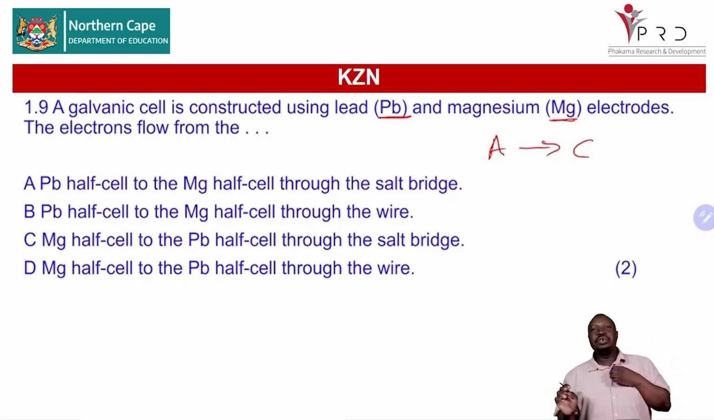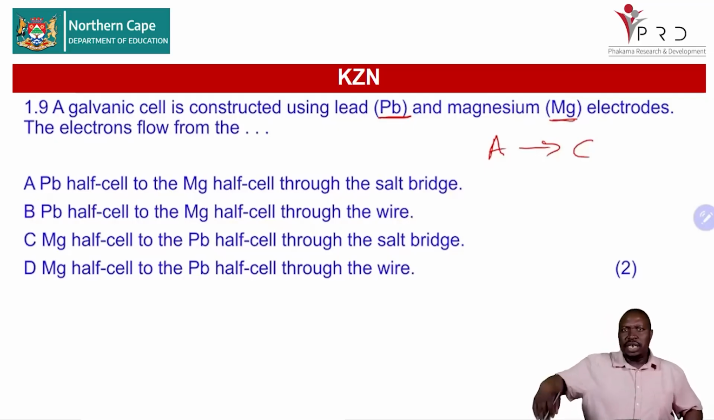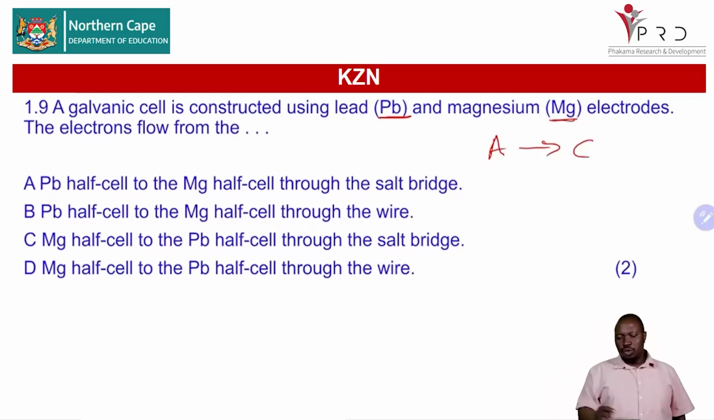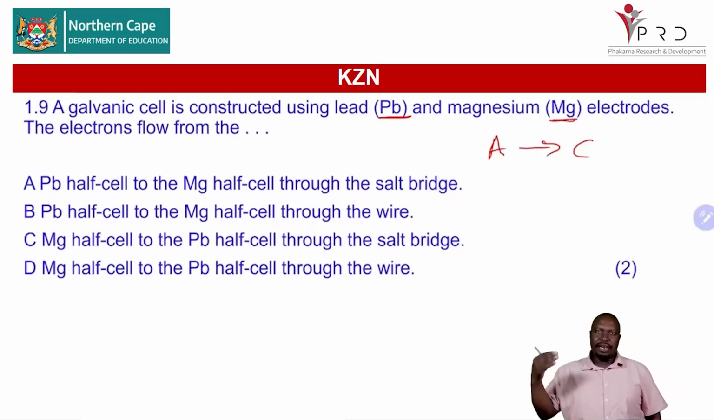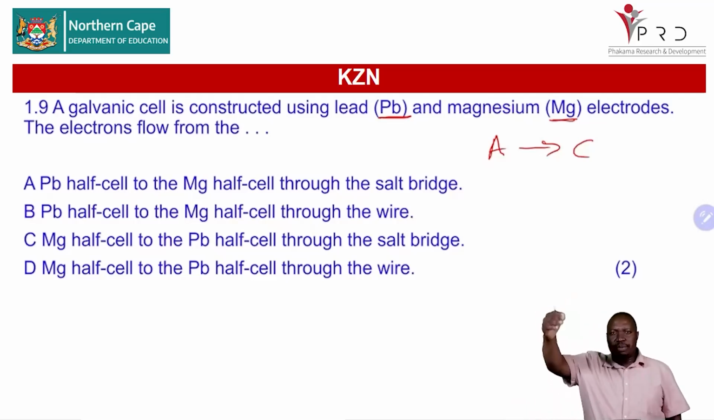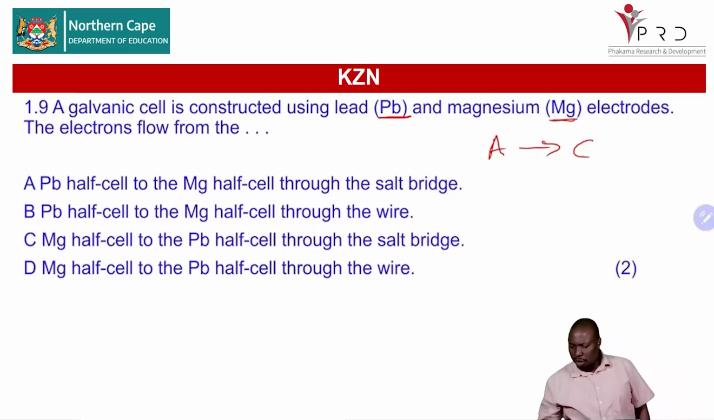So this question is simply saying to you, between magnesium and lead, which one is a stronger reducing agent? So you see the importance of a table, because immediately when you go to the table, you will be able to look for Pb and Mg, for lead and magnesium, and be able to check which one is a stronger reducing agent, because a stronger reducing agent is the one that will lose electrons.